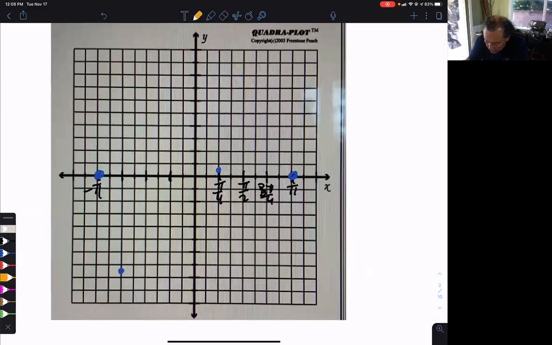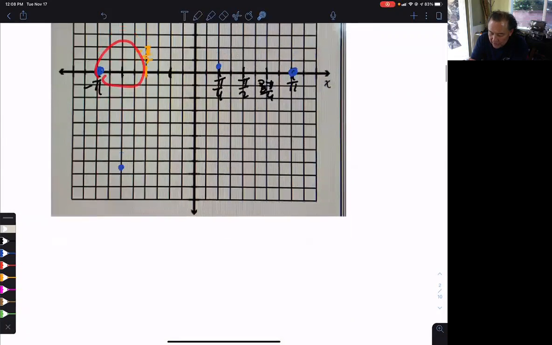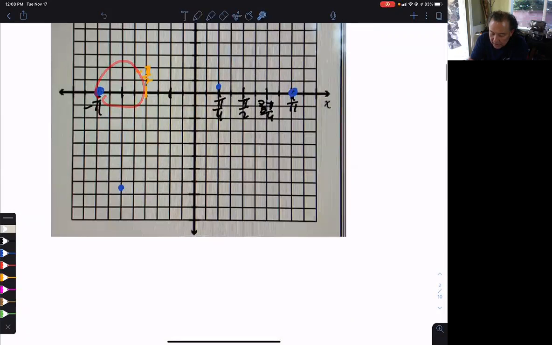Oh, whoa, what was that? 1, 2. That's going to be negative pi over 2. So we know it's concave up in this region because that's what we found here. So we need to draw a curve that's concave up for that. That's concave up, and we have our relative min there. I kind of messed it up, but that's pretty close. So that's that part.